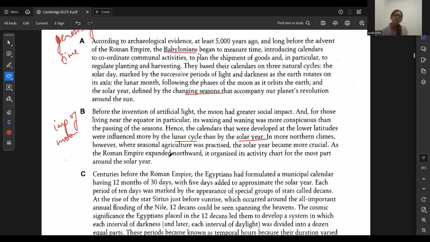The Roman Empire expanded northward. It organized activity for the most part around the solar year. So we are talking about the Roman Empire here, right? And let me talk about Romans.